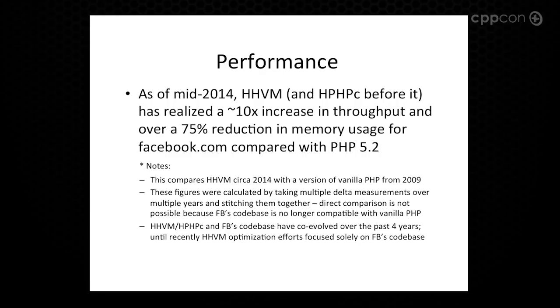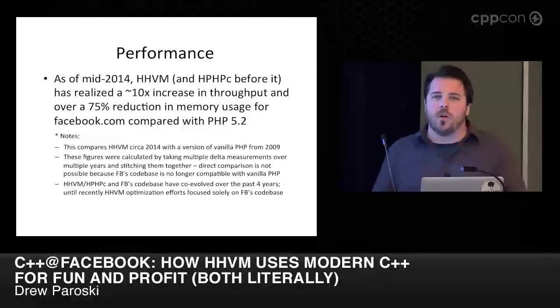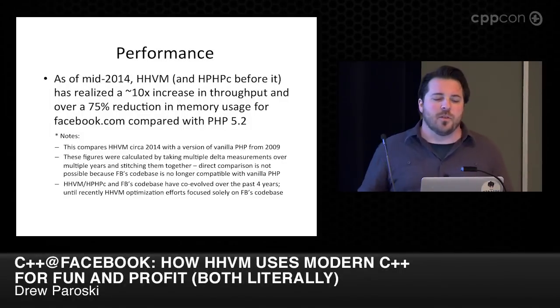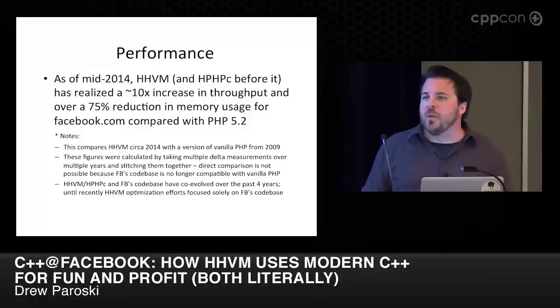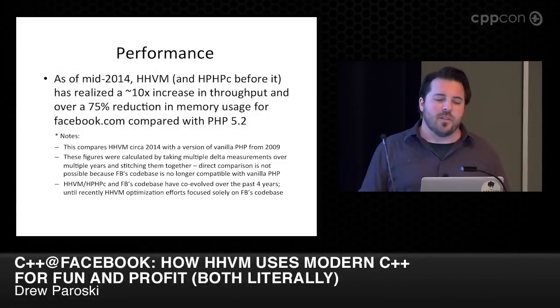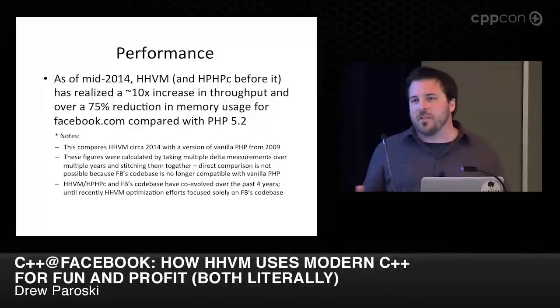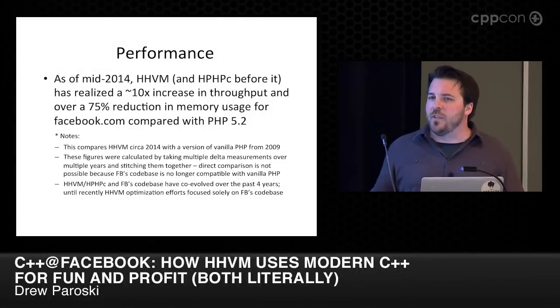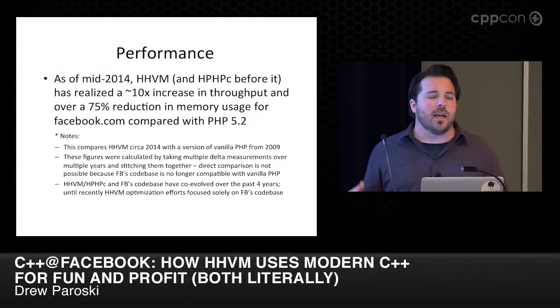As of the middle of this year, HHVM, together with HPHPc before it, has realized about a 10x increase in throughput over the past 4 or 5 years. It's also reduced memory usage a lot, over 75%. And this was comparing it to the version of PHP 5.2 that Facebook was using back in 2009.